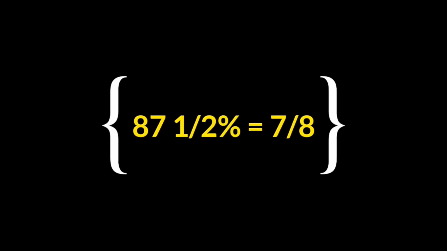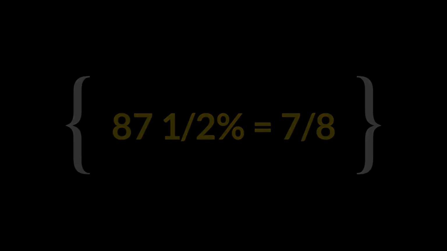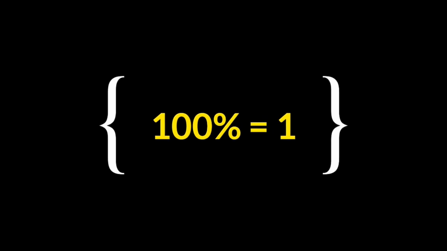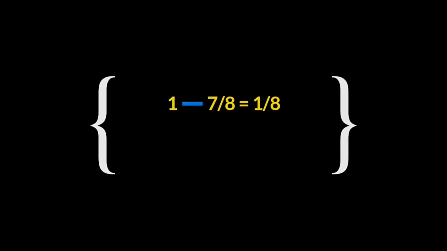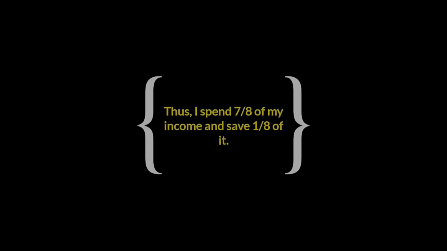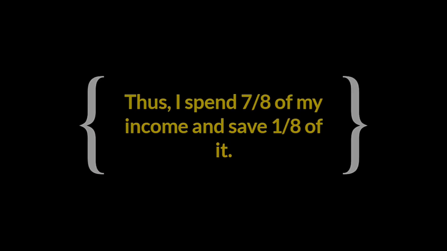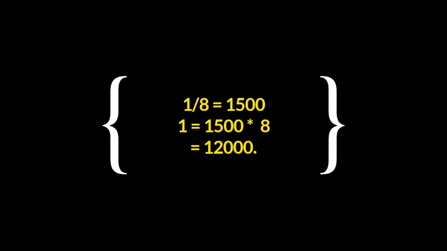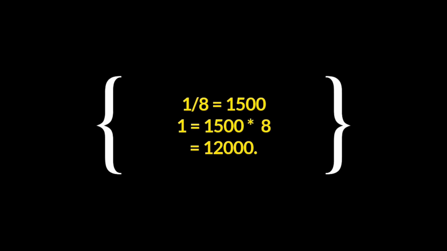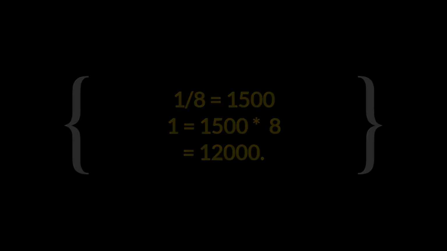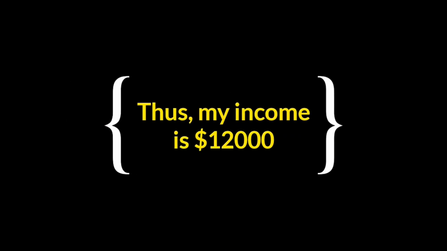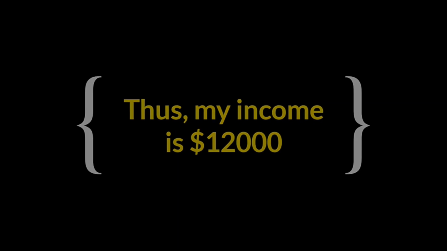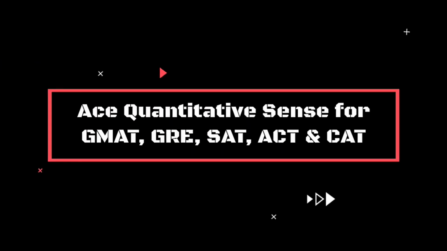Explanation. 87.5% is equal to 7/8. 100% equals 1. 1 minus 7/8 equals 1/8. Thus, I spend 7/8 of my income and save 1/8 of it. 1/8 equals 1500. 1 equals 1500 multiplied by 8 equals 12,000. Thus, my income is $12,000. For many percentage fraction techniques, please watch this complete lesson.